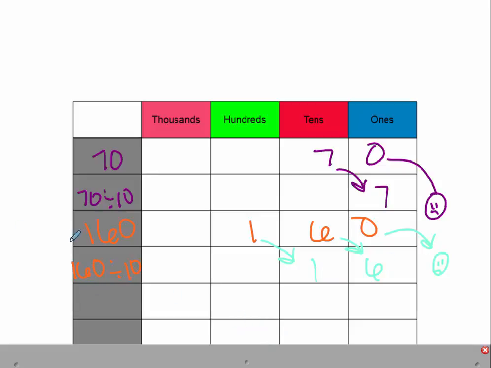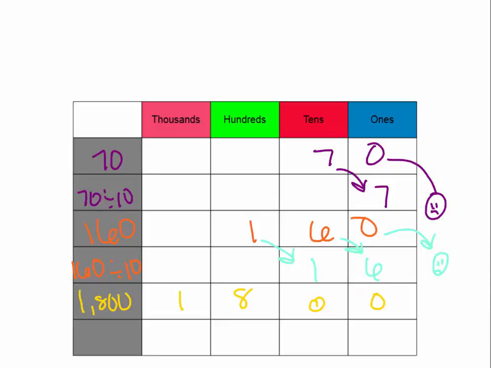So let's look at 1,800. We say 1,800 divided by 10. We move every digit over to the left, or the right, sorry, the right 1 time, and say 180.